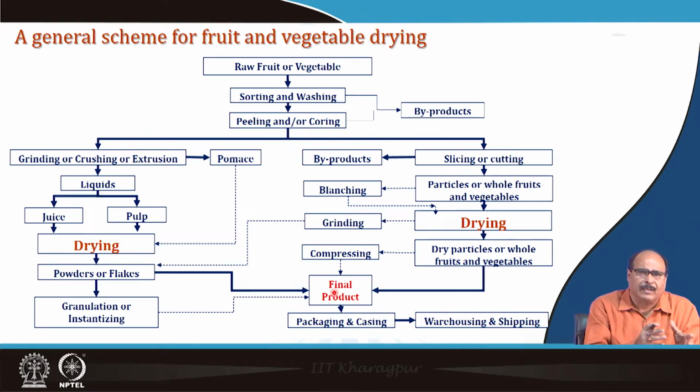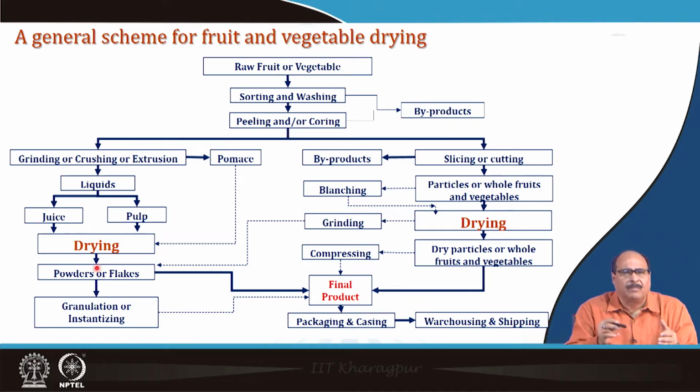Otherwise, if you want to get the material in the form of fine powders, etc., then after pre-treatment it can be ground or crushed. You may get juice and pulp, and then the juice and pulp may be dried into the form of powders or flakes. And then all these dehydrated products obviously have to be properly packaged. The packaging aspects of whole fruits and vegetables and cut fruits and vegetables we have discussed earlier, and packaging of the processed product we will take up separately in another module.